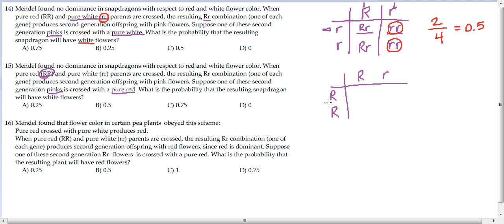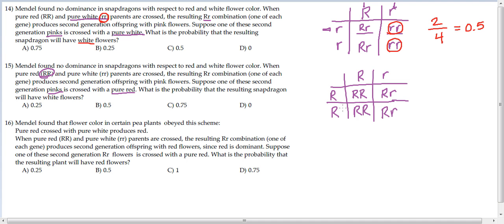So when we create the table this time, we take a big R and a big R, then we take a big R and a little r, and then we cross this column with this row and we get big R, big R, and then we cross this row and this column and we get big R, little r.